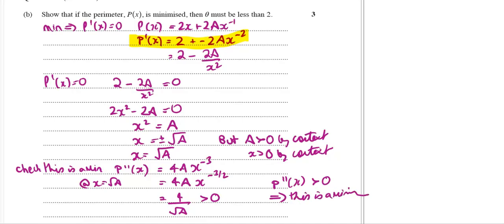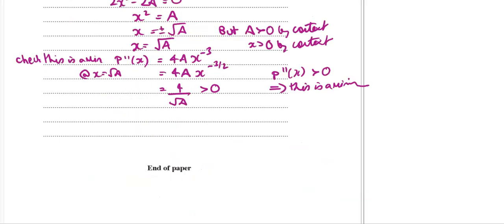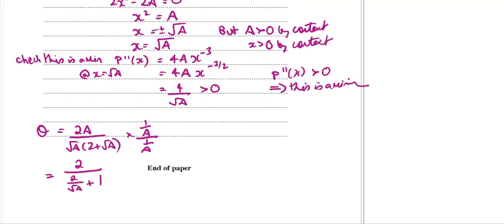All right, we're not quite done, but we're getting really close. Now, we had earlier worked out an expression for theta in terms of A. So theta equals 2A on root A (2 plus root A). I'm just tidying that up as so. I'll get 2 on (root A plus 1). Now, let's look at the structure of that.